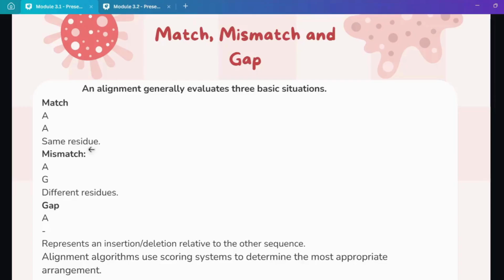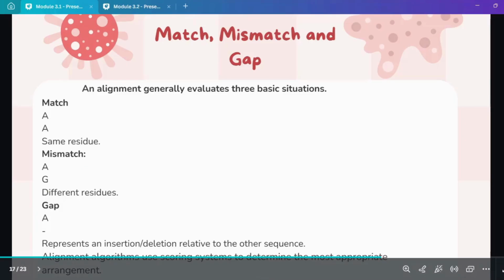A mismatch means different residues. If sequence A contains A and in the same position sequence B contains G, that is called a mismatch. A gap is when sequence A contains A but sequence B doesn't contain anything. That shows whether sequence A has some insertion, or sequence B has some deletion relative to the other sequence. So alignment algorithms use scoring systems to determine the most appropriate arrangements.